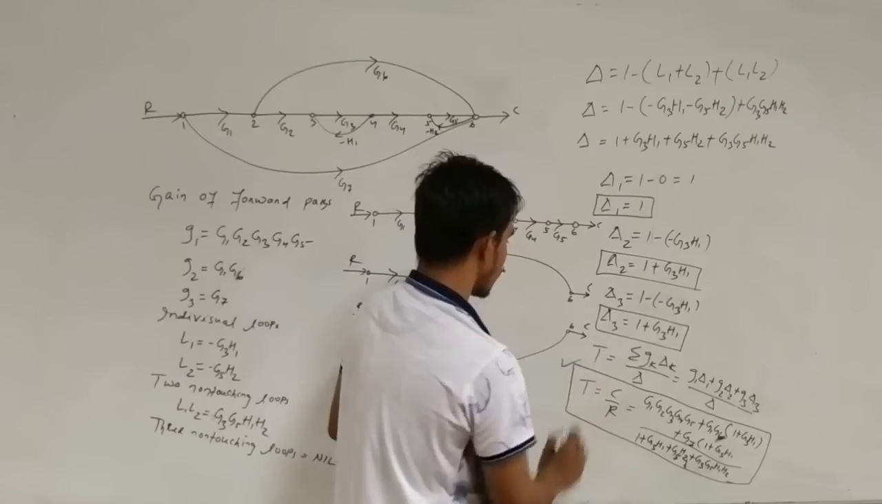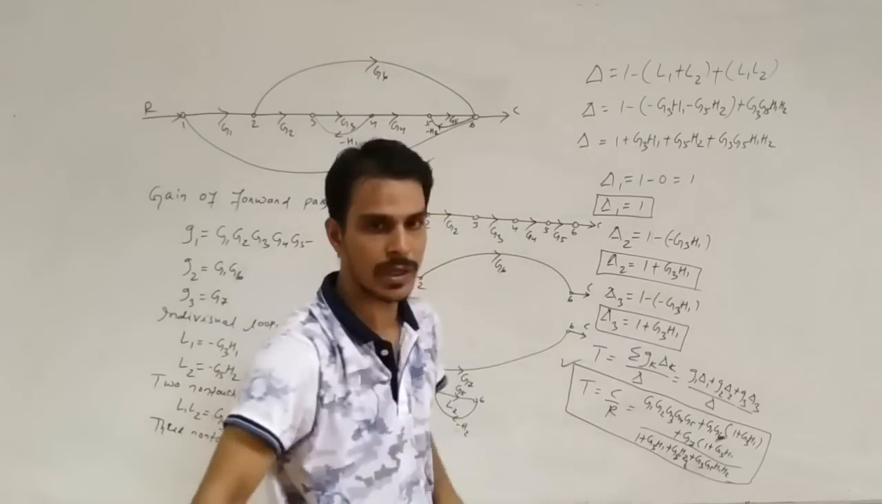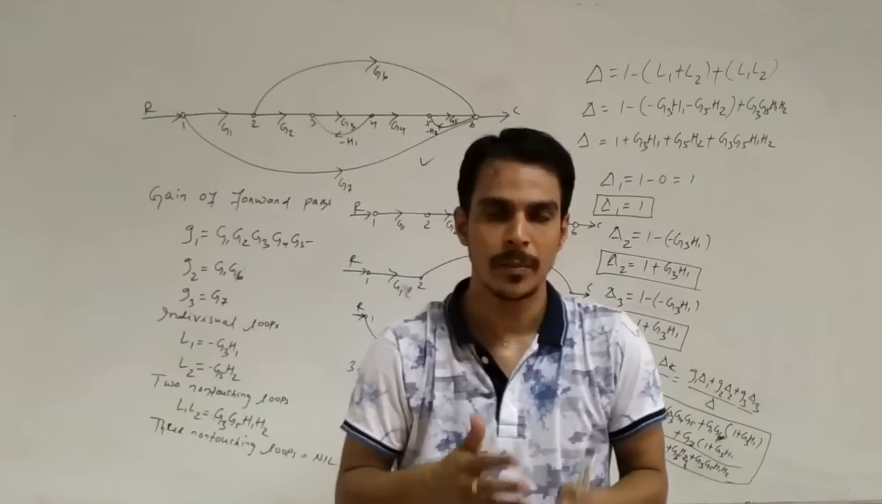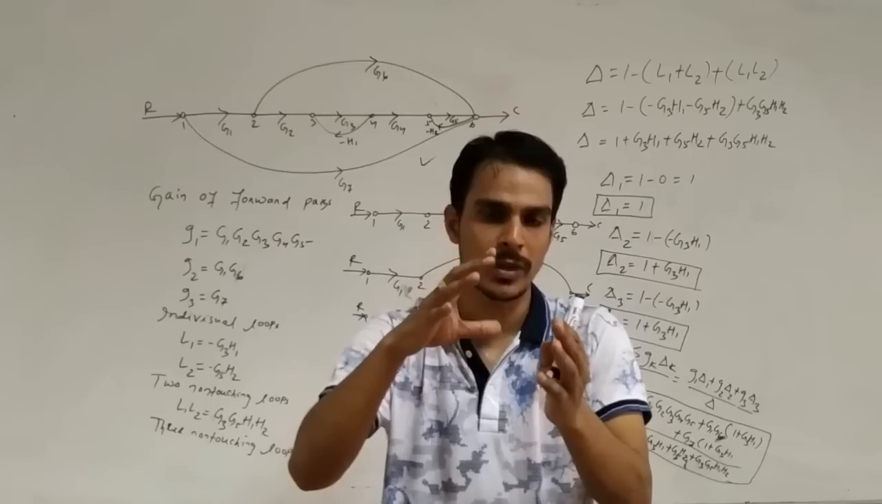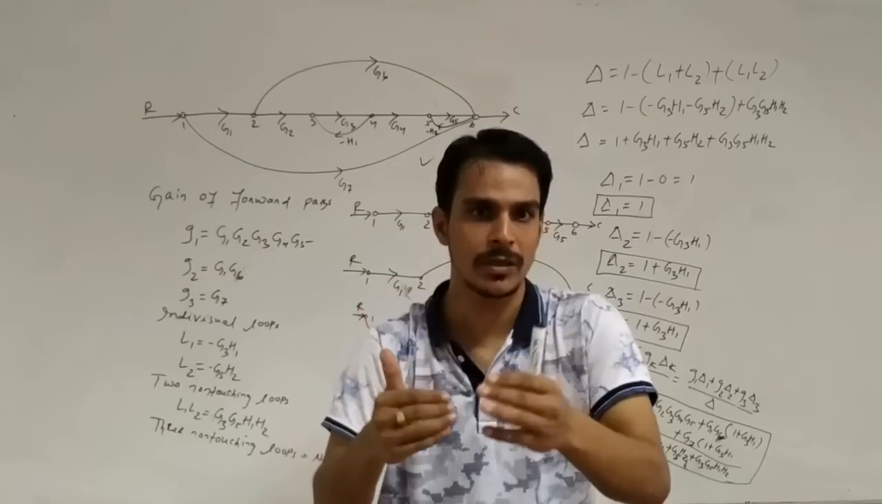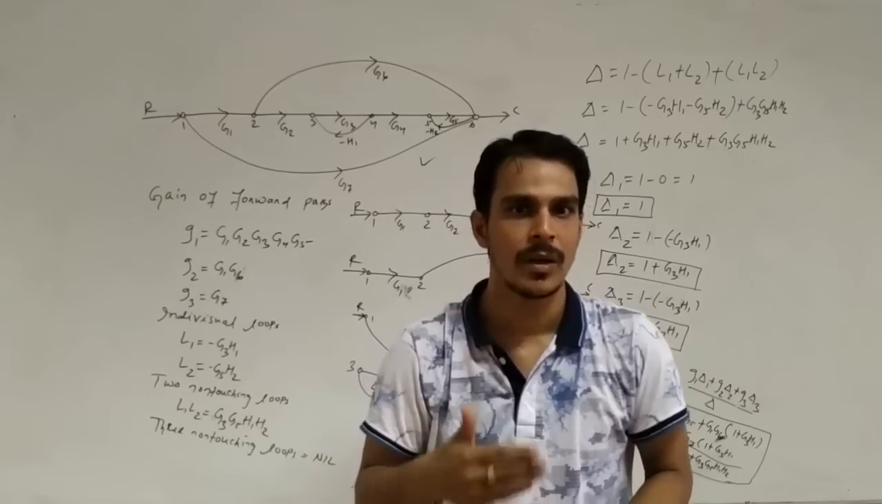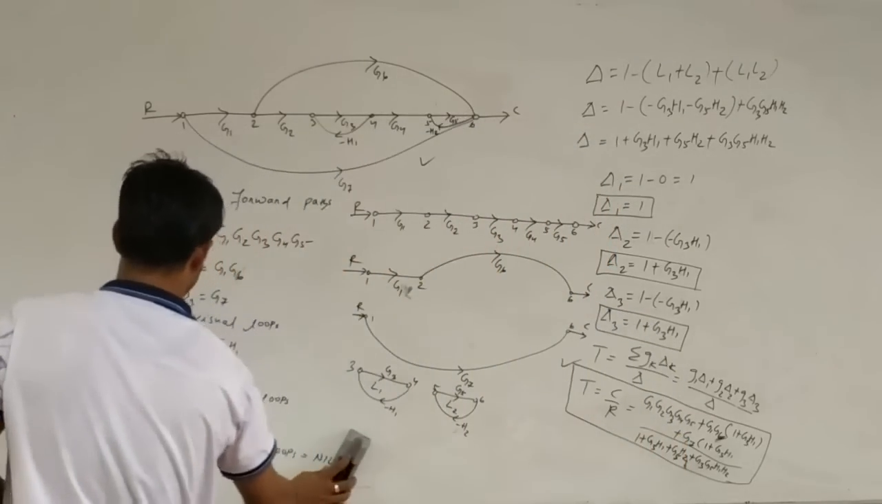So this is the transfer function of this signal flow graph. Now we will consider a block diagram and check how the block diagram can be converted into a signal flow graph, and we can find the transfer function of that signal flow graph. Consider a block diagram.